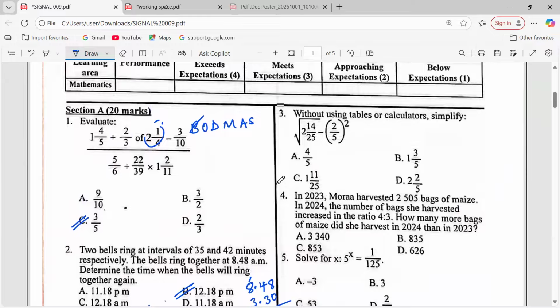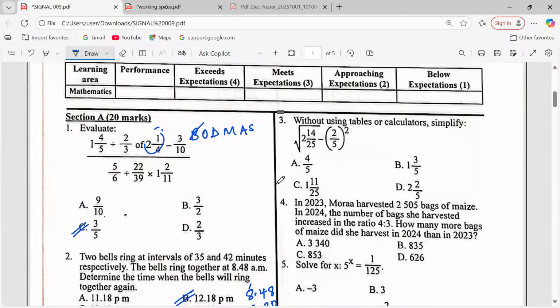Now look at a wonderful question in number 3. Without using tables or calculators, simplify the square root of 2 and 14 over 25 minus 2 out of 5 squared.